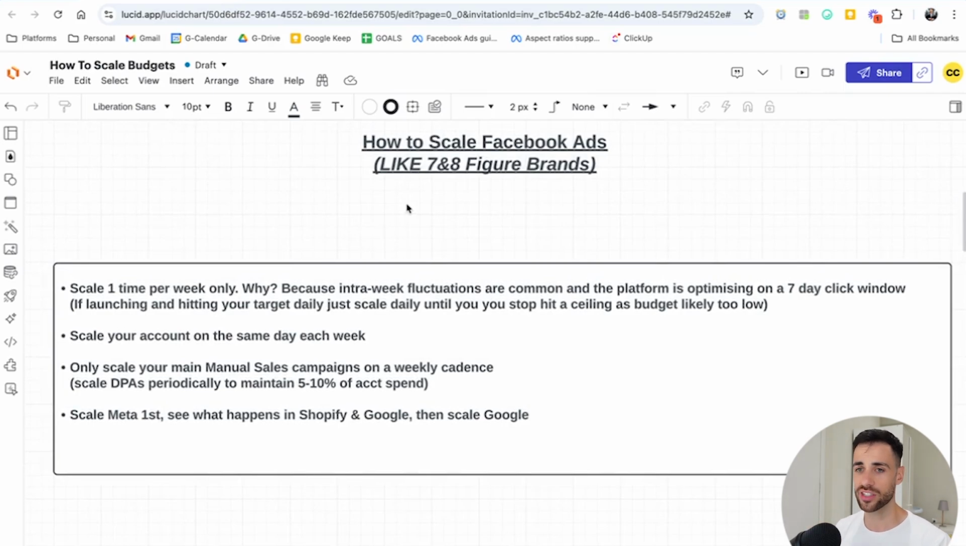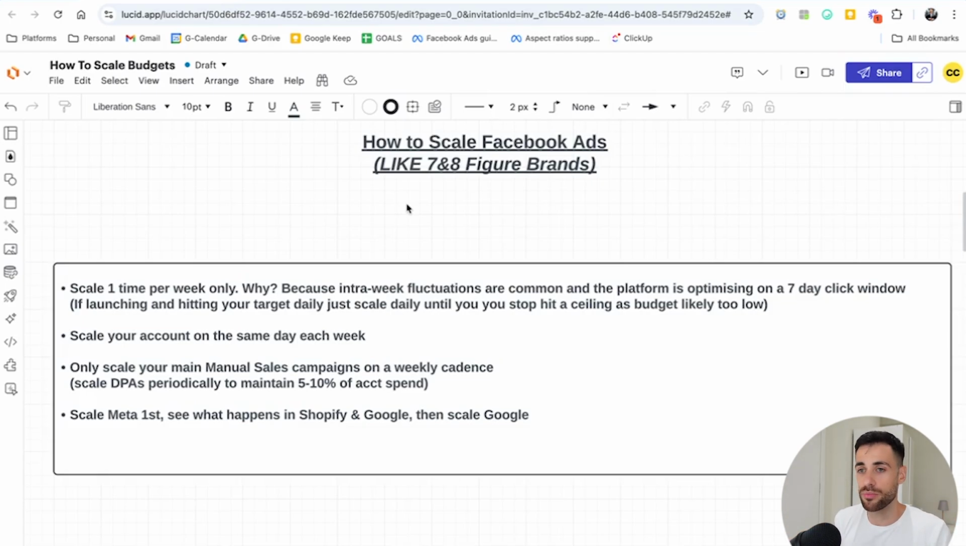So the correct way to scale is to only scale one time per week. Why is this? Because you have intra-week fluctuations with the platforms, okay? So if you scale up at the start of the week on your good days and then you just naturally, the behavior of your market, you have bad days later in the week, you've now just scaled up the budget on the bad days. So it's going to overpower the benefit you got in the start of the week and you're going to not hit your target for the full average of the week, okay?